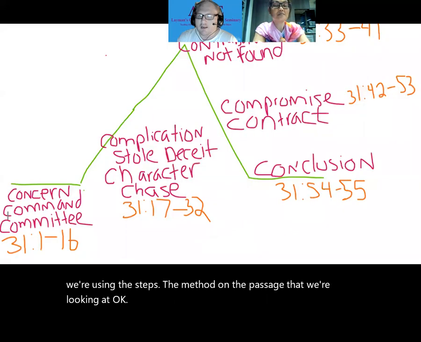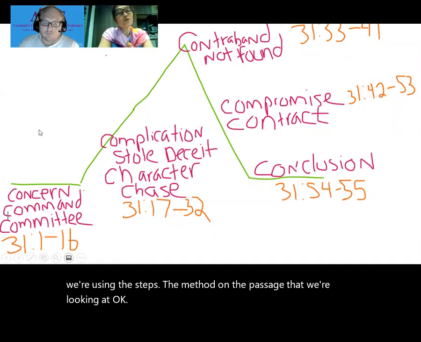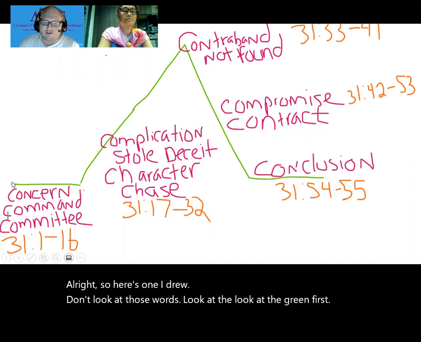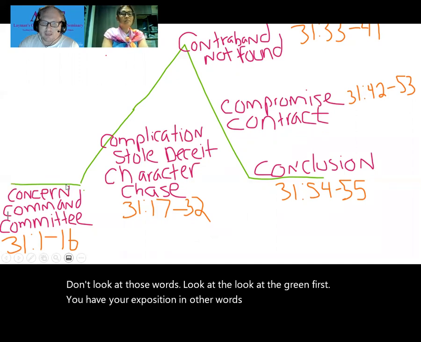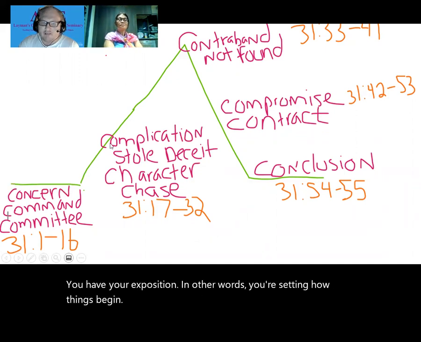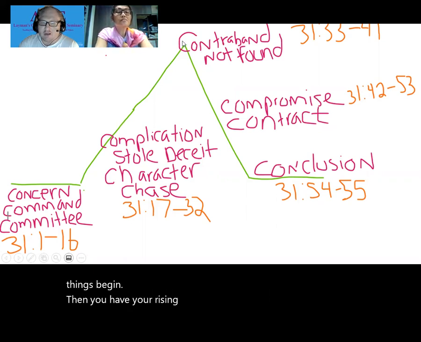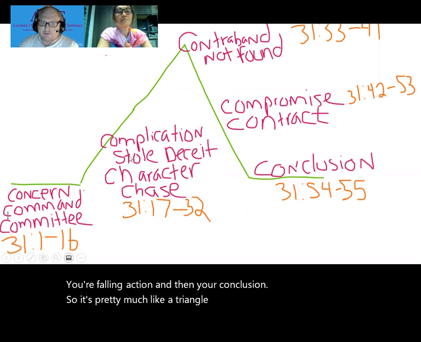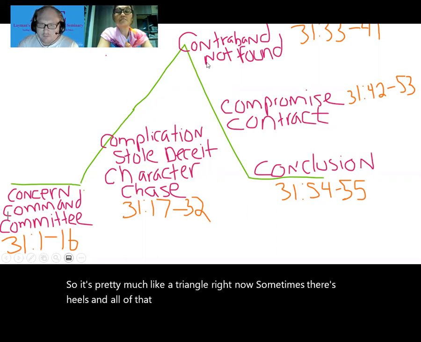All right, so here's one I drew. Don't look at those words. Look at the green first. You have your exposition, in other words, you're setting how things begin. Then you have your rising action, then your climax, your falling action, and then your conclusion. So it's pretty much like a triangle. Sometimes there are hills and ups and downs, but this is just simple.